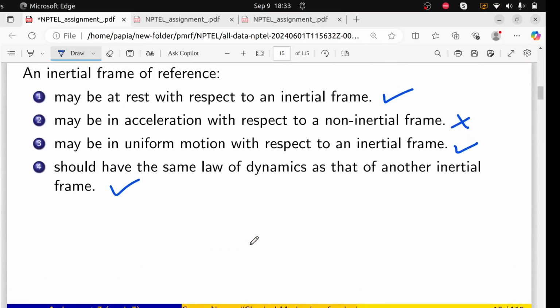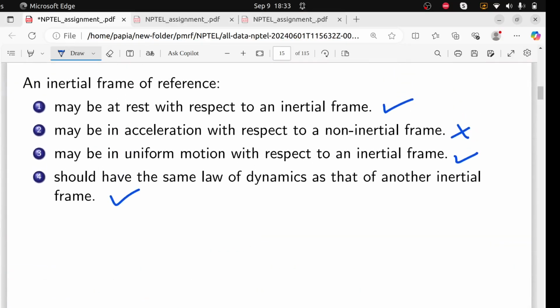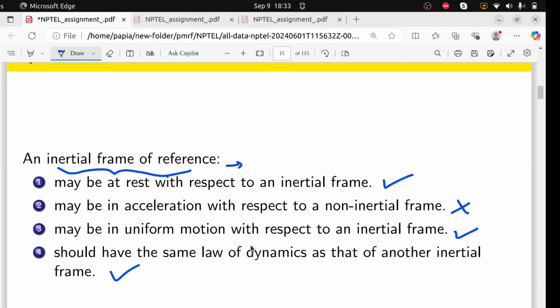So obviously for this question, maybe at rest with respect to an inertial frame, maybe in uniform motion with respect to an inertial frame, and should have the same law of dynamics as that of another inertial frame. And for the inertial frame of reference, we will basically take care of the Galilean transformation.